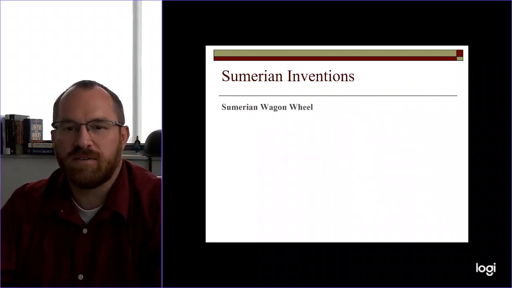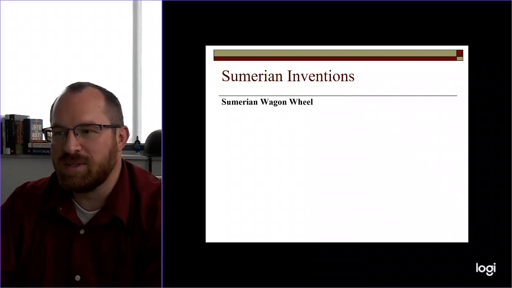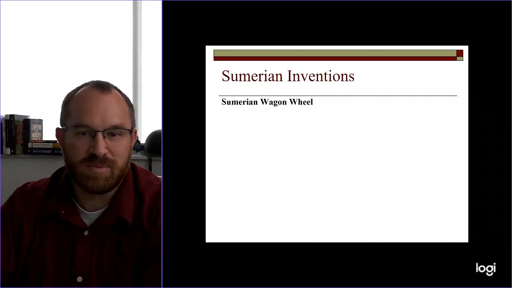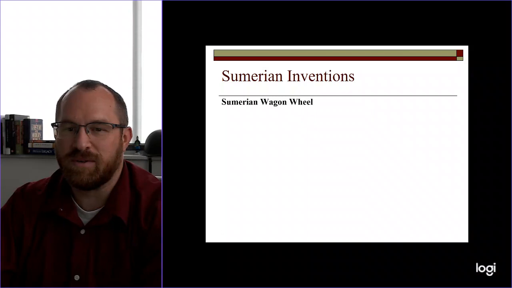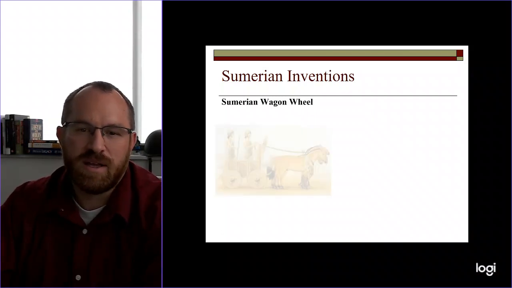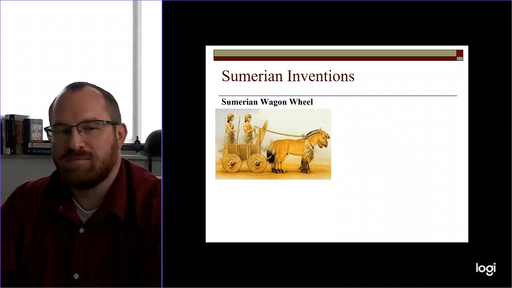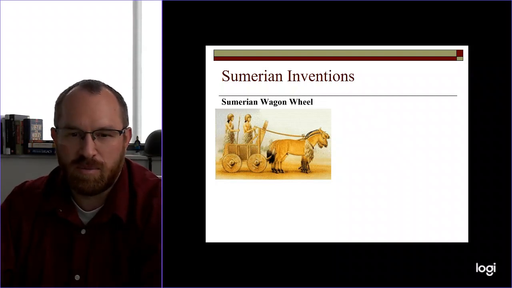So, first off, the idea of the wagon wheel. Now, we are not really sure when the wheel was fully invented. At least I've never seen anybody put a date on how far back the wheel was invented. It's just understood that no one really knows. It just came up at some point. But when you say the utilization of the wheel for, say, a wagon, we see the Sumerians as the first people ever to do that.